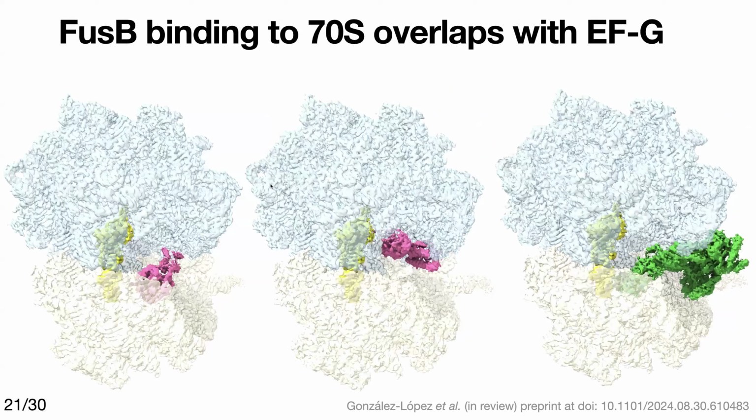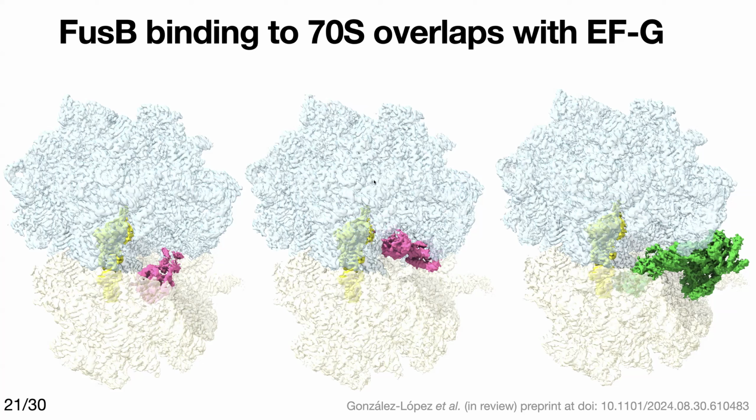And I started scratching my head because I thought it was a little bit weird that it releases EFG that is found here on the A site of the ribosome, but then it can bind independently of EFG where EFG was before, basically. So you can see it overlaps quite a lot with where EFG was. So it was a little bit puzzling that we saw this, and we are trying to understand what it means.